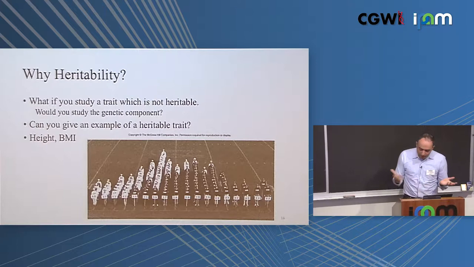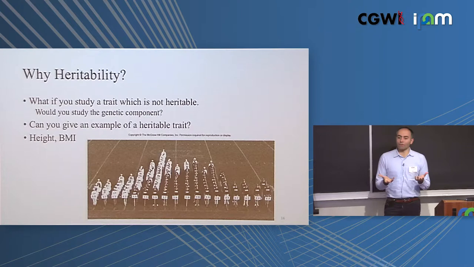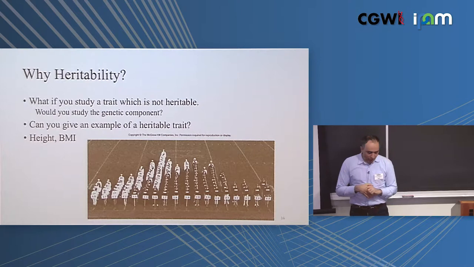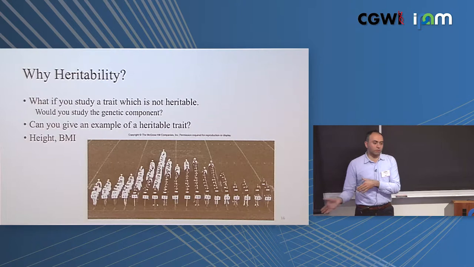So why should we care about heritability? Well, I think a very obvious example of this is height. We know that the height of individuals is heritable. If you have tall parents, the offspring will be tall. And then if we measure and are satisfied that the phenotype or measurement is highly heritable, it's worth it, we can go back and study the genetic markers associated with this.